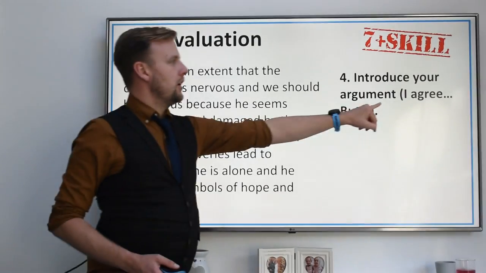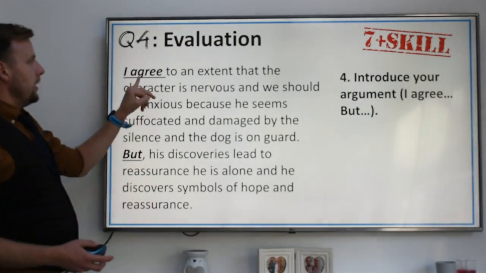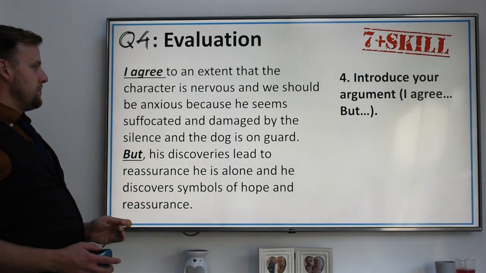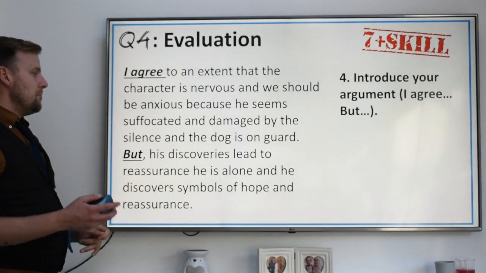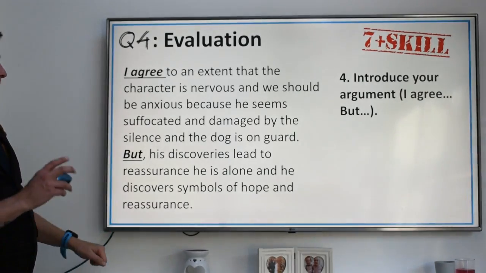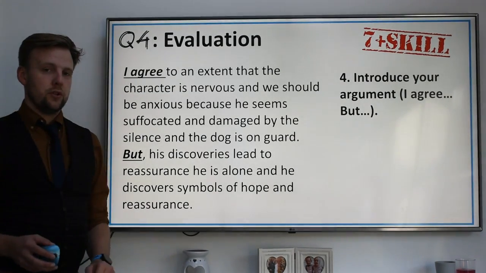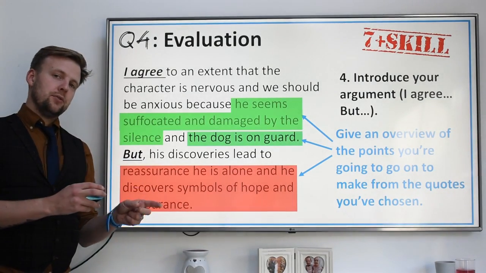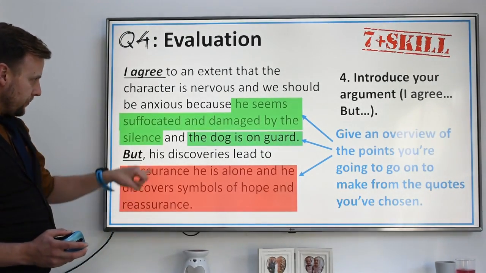It's got to have, I agree, but. I agree to the extent the character is nervous, we should be anxious because it seems suffocated and damaged by the silence and the dog is on guard. But his discoveries lead to reassurance, he is alone and he discovers symbols of hope and reassurance. Can you see how I have used the quotes that I just found to shape my introduction?